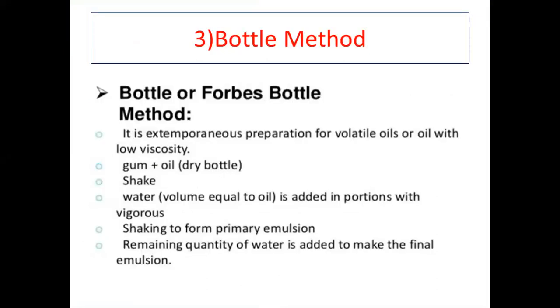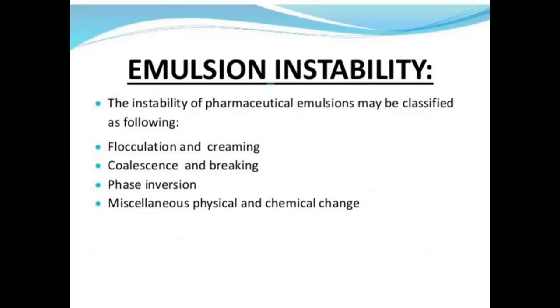The next point is emulsion instability, in which the instability of pharmaceutical emulsion may be classified. Emulsion stable का राहत नाही. What are the reasons of instability, because of flocculation, creaming, means why emulsion is not stable. So there are reasons, and emulsion instability occurs due to which factors? This point we have to study in emulsion instability.